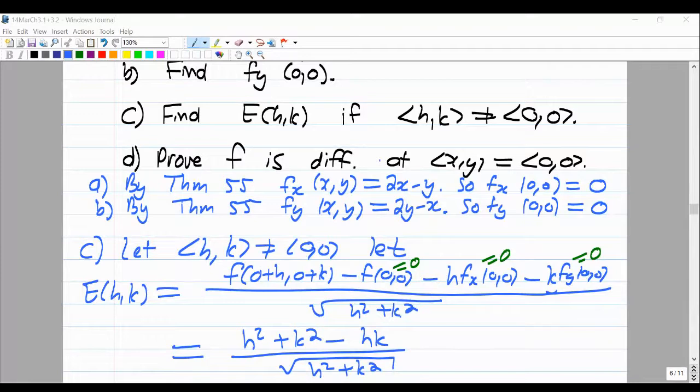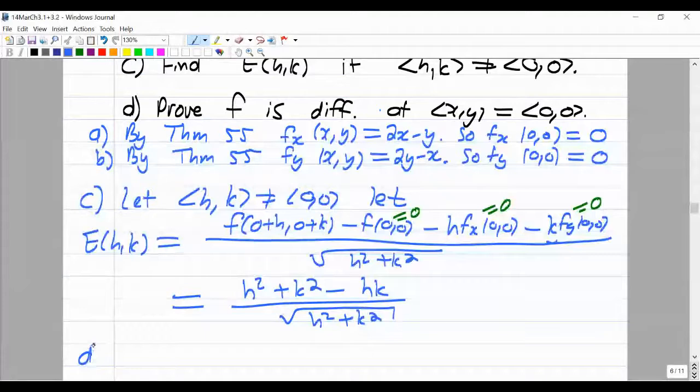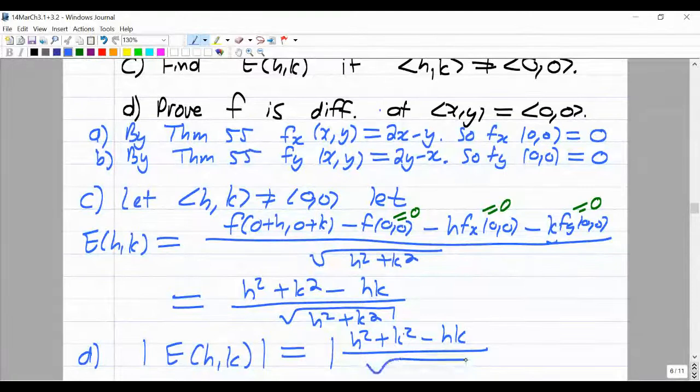Okay, so now we got to do part D. So now we got to prove f is differentiable. So the trick is to look at the absolute value of E. So we look at the absolute value of the crocodile. So this is how we're going to tackle this.